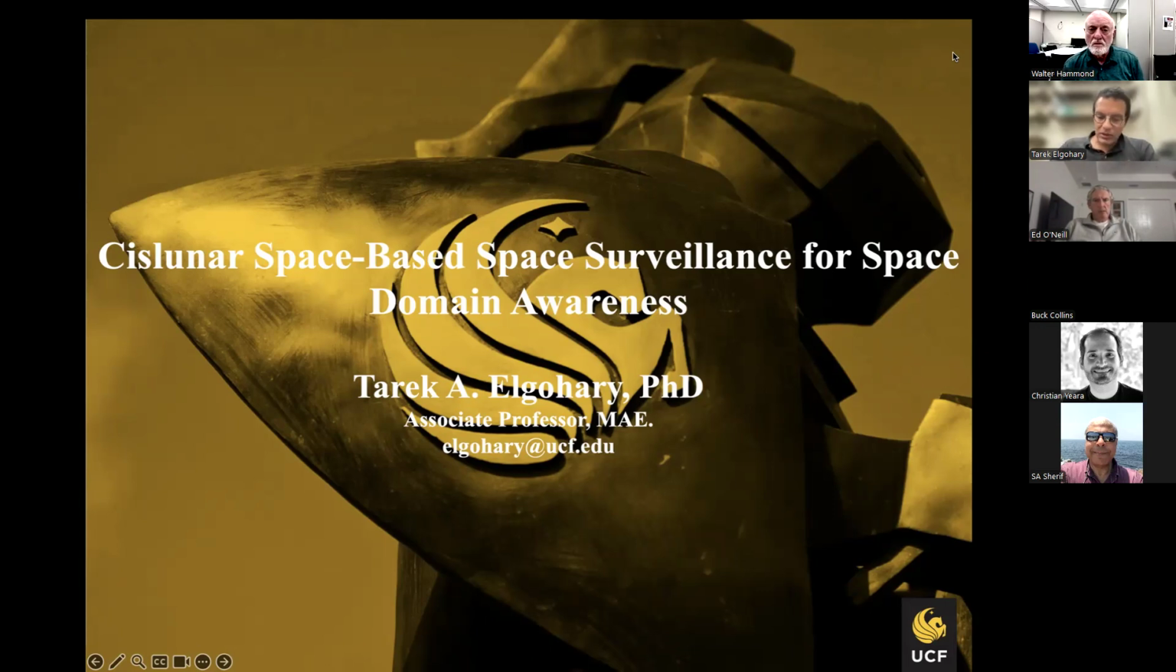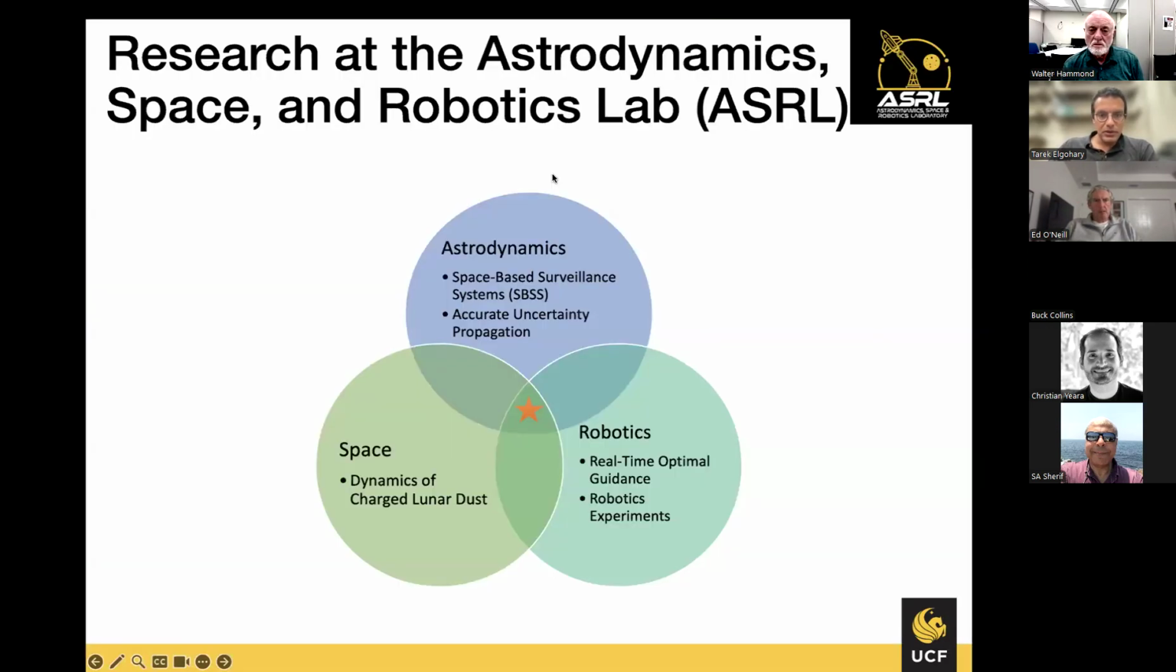I'll show you a quick outline, but a little bit about my lab. I'm the director of the Astrodynamics Space and Robotics Lab, ASRL. In the top right here, you see we have a logo. Actually, this logo came to existence just a few days ago. I've been the director of this lab for almost 8 years now, and finally we came up with a logo about 8 years into it. So there we go.